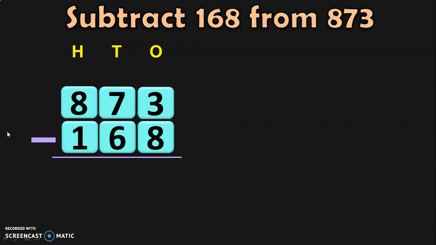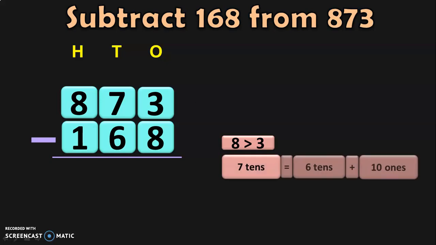Begin the subtraction from the ones place. In ones place we have 3 minus 8. We know that 8 is greater than 3. So what do you do? You go to the tens place and regroup the tens place or borrow from the tens place. In tens place we have 7 tens which can be regrouped as 6 tens plus 1 ten or 10 ones. So 7 tens will become 6 tens and the 10 ones will be given to the ones place.